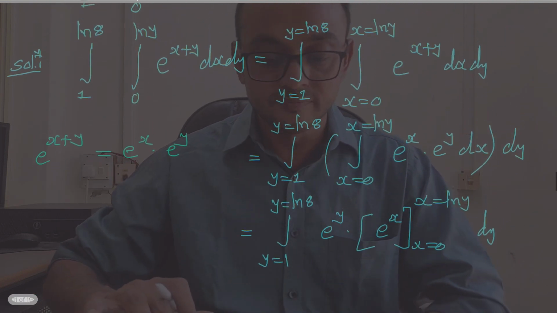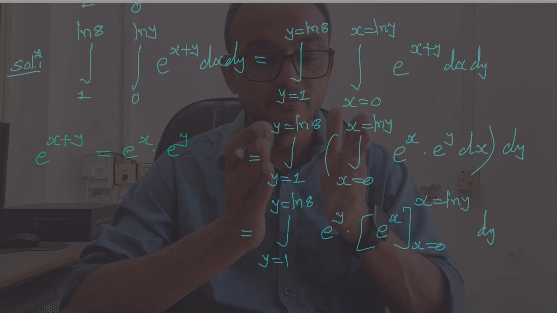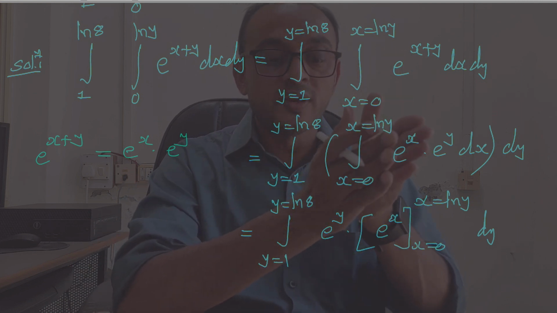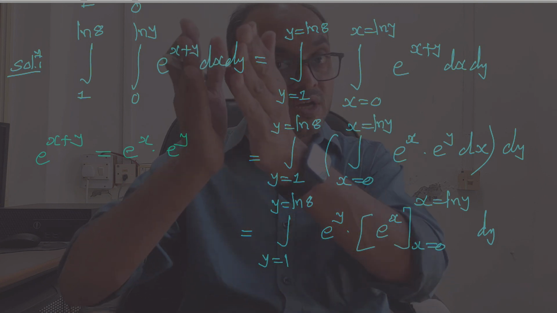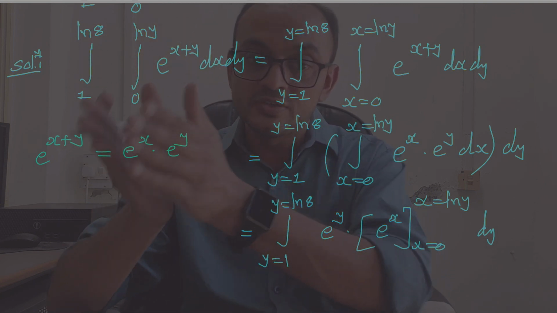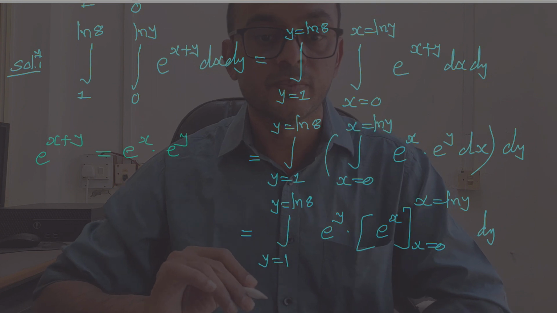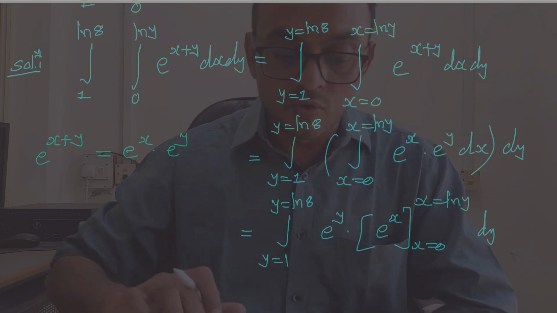Again I repeat what we have given. Integration 1 to ln 8, integration 0 to ln y. What do I have to observe? Which are the limits of x, which are the limits of y. Let us discuss one more example.